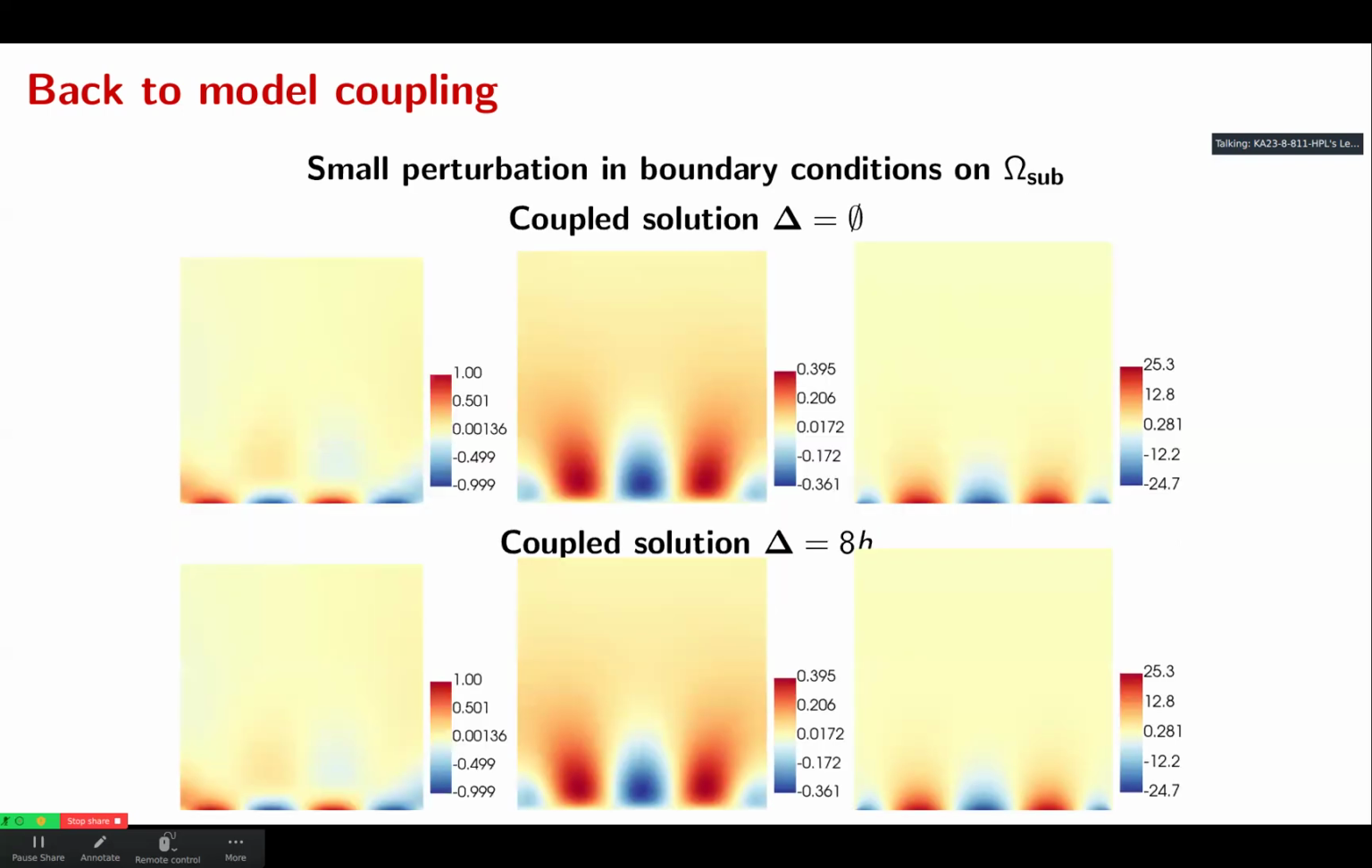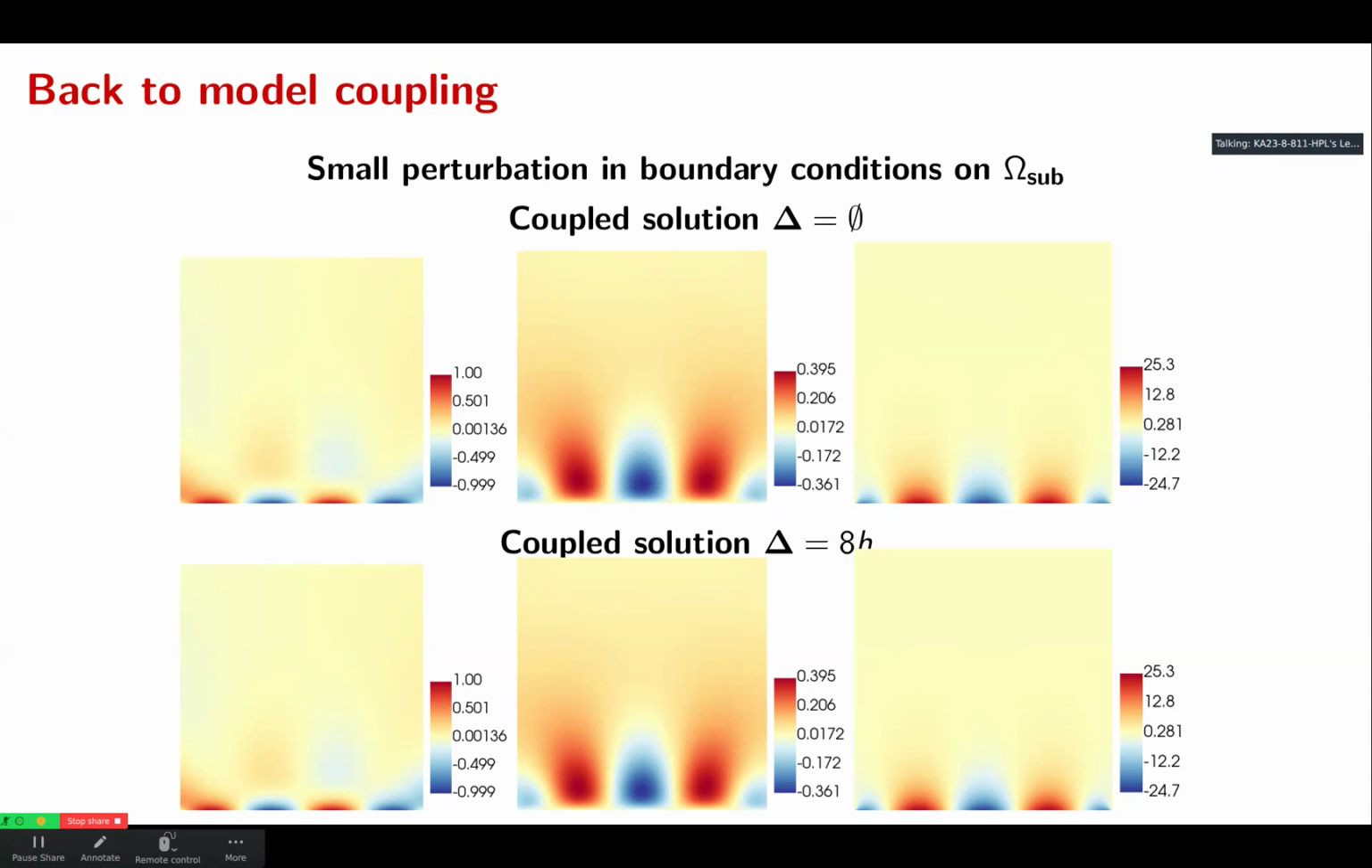Then we couple. Over here, there is a sub-problem, and then both solutions are merged together. They are pretty good. The solution is coupled with delta an empty set, which means that the pressure is enforced totally on the boundary. The solution looks very good over here. There is no problem. I should mention that we are looking at a small perturbation, so the boundary conditions are subject to a very small perturbation, almost 0.